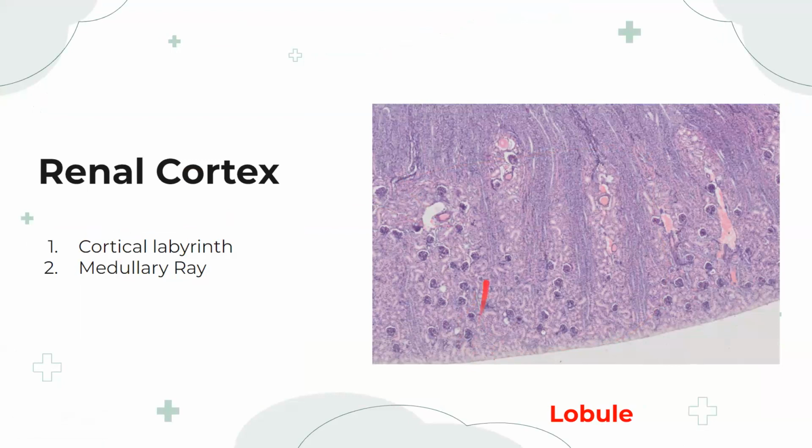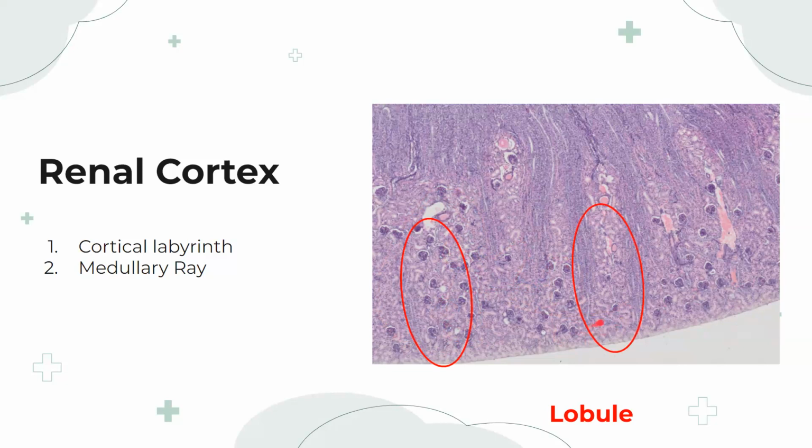So the cortical labyrinth is basically, do you see this section right here that is made up of these balloon-like structures called corpuscles or glomeruli? This entire thing right here is the cortical labyrinth. Now the cortical labyrinth is made up of, like I said, glomeruli, but also the convoluted tubules, the proximal convoluted and the distal convoluted tubules. As you can see here, there are some tortuous looking tubules. And then the section in between two cortical labyrinths, right here, would be the medullary ray.